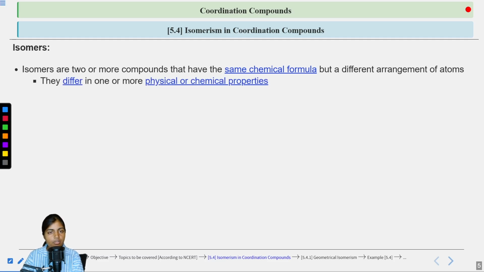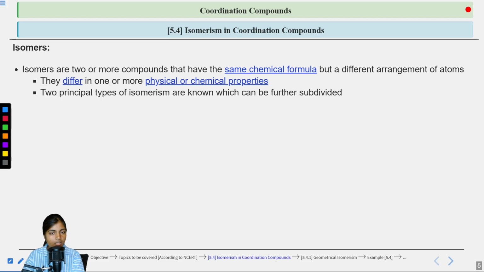So isomers differ in one or more physical or chemical properties due to this difference in the arrangement of atoms. Even though they have the same chemical formula, they still have a different arrangement of atoms. That's why we call them isomers, and due to this they differ in one or more physical or chemical properties. The two principal types of isomerism are known, which can be further subdivided.